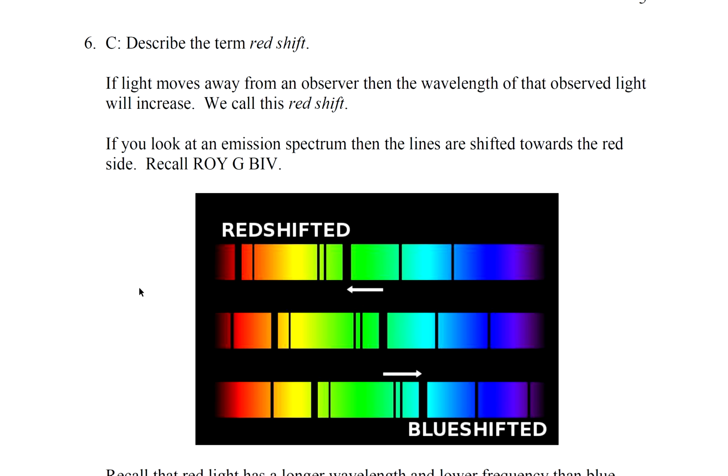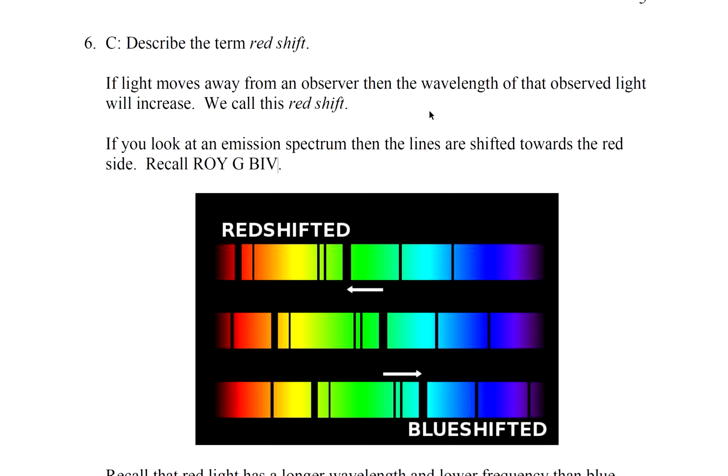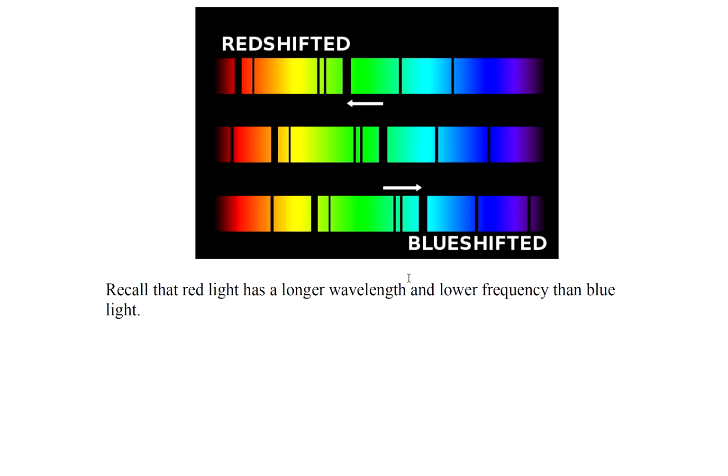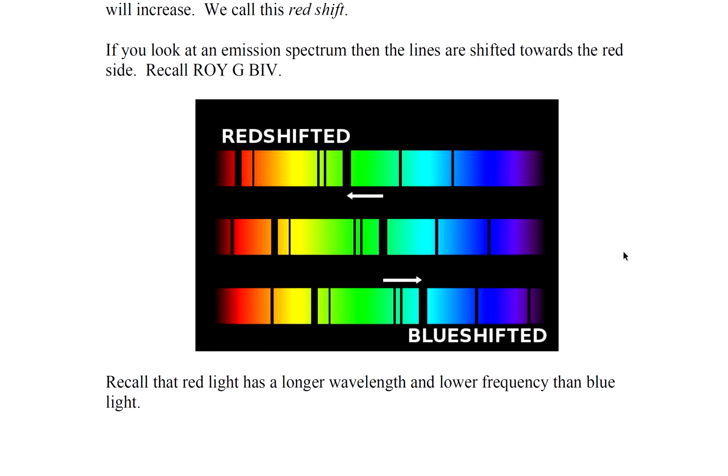Question 6. Describe the term redshift. If light moves away from an observer, then the wavelength of that observed light will increase. We call this redshift. If you look at an emission spectrum, then the lines are shifted towards the red side. Recall Roy G. Biv. Red, orange, yellow, green, blue, indigo, violet, and indigo violet means purple. And recall that red light has a longer wavelength and lower frequency than blue light.